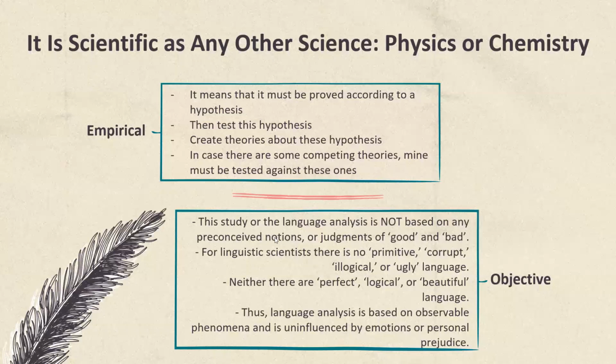All right, so when we say objective, we mean it is not based on any preconceived notions or judgments of good and bad. For linguists, for linguistic scientists, there is no primitive, corrupt, illogical, or ugly language. Neither are there perfect, logical, or beautiful languages. Thus, language analysis is based on observable phenomena and is uninfluenced by emotions or personal prejudice.